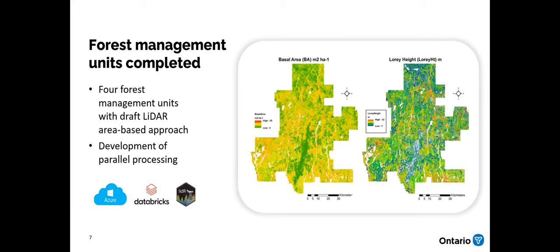Shifting back to the forest inventory production, we've wrapped up our four forest management units with the draft area-based approach. This was another of our KTTD projects to develop a process for single photon LiDAR. First projects were to evaluate the fit of single photon LiDAR with some of the traditional linear mode ABA models. Now it's rolling out a production process to work with single photon LiDAR, which is running at about 25 points per meter versus some of the lesser amounts.